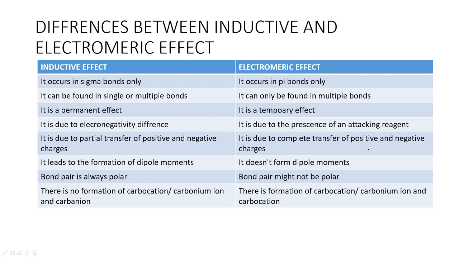Electromeric effect leads to the formation of ions. Ions have full positive and negative charges, while partial charges have partial positive and negative charges. Now, inductive effect leads to the formation of dipole moment. We all know dipole moment is due to partial charges, while electromeric effect doesn't form dipole moment.